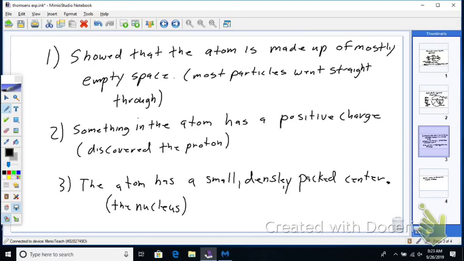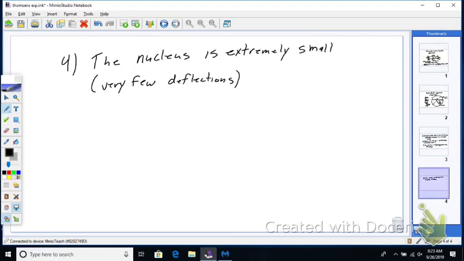Okay, number 3. Okay, you guys got that? And then the fourth one, number 4 is the nucleus is extremely small. We had very few deflections. If it was bigger, we'd have more deflections. We just don't.